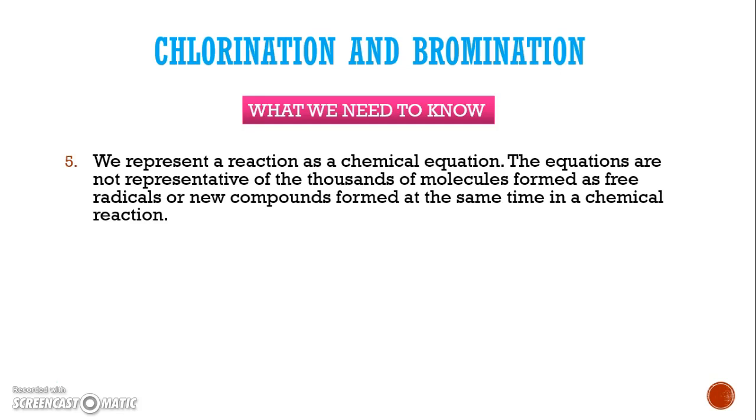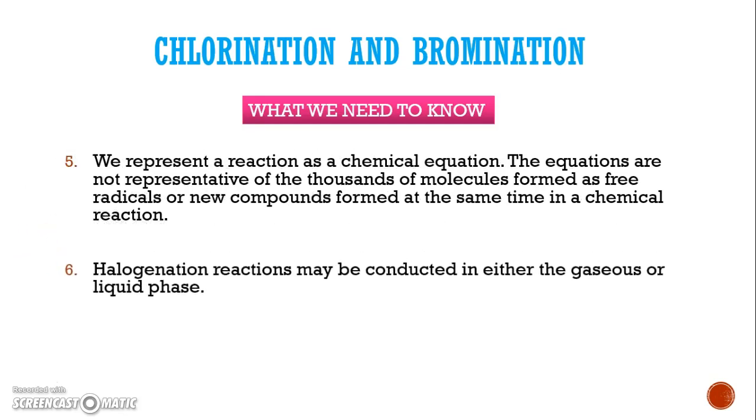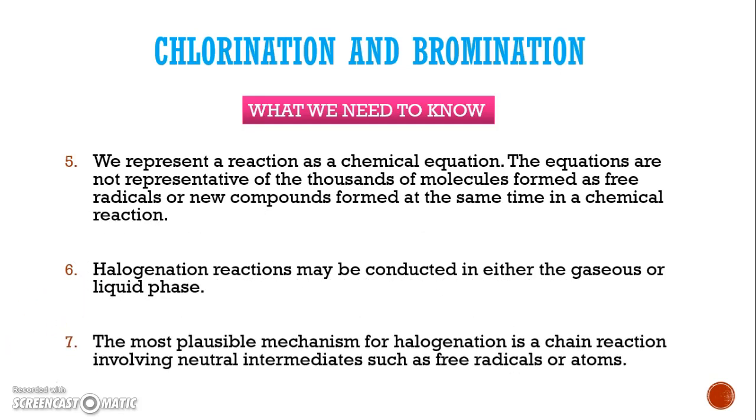Number five, we represent a reaction as a chemical equation. Remember, the equations are not representative of the thousands of molecules formed as free radicals, or the new compounds formed at the same time in a chemical reaction. So we have this equation only to have an idea of what's going on. Number six, halogenation reactions may be conducted in either the gaseous or liquid phases. And number seven, the most plausible mechanism for halogenation is a chain reaction involving neutral intermediates such as free radicals or atoms, as you are going to see in the next slide.